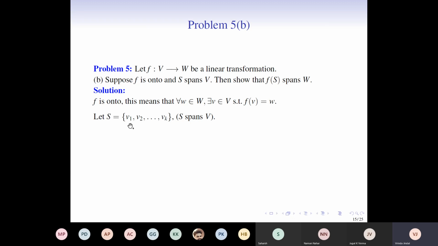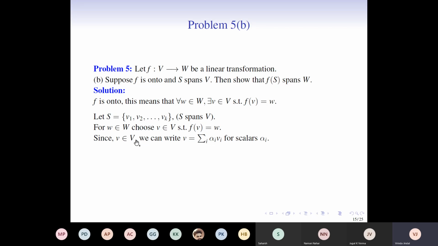So let S again be v1, v2 up to vk, and this time S spans V. So every element in V could be written as a linear combination of v1, v2 up to vk. Let's have some arbitrary vector w that belongs to the vector space W, and we choose to call the vector v such that f(v) is w. By definition of f being onto, we know that such a v would exist. It may not be unique, but at least one of them would exist.